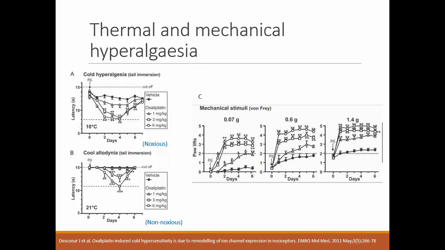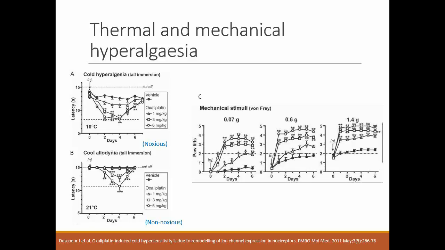So this is the last one for the mechanisms, I promise. And I want to take a closer look at the thermal and mechanical hyperalgesia. So the first graph shows withdrawal thresholds for tail immersion at 10 degrees of water. Now this is considered noxious, and anyone who has stuck their hand in 10 degrees of water will know this is pretty cold and it hurts like hell.